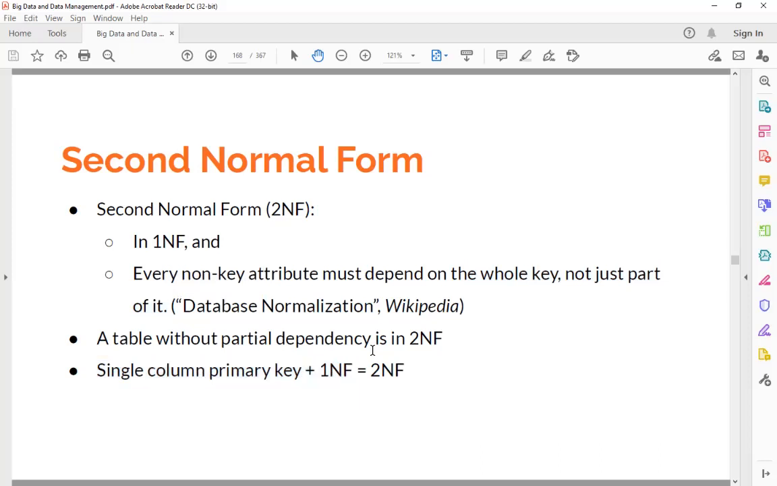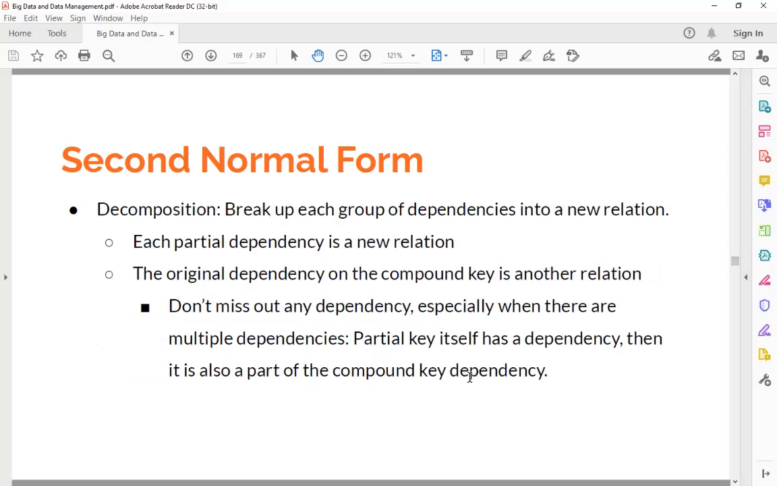However, if you are in first normal form and you have a compound key, you need to check the non-key columns to see whether they are really dependent on the whole key or just a part of it. If there's a partial dependency, you need to do decomposition. In this case, we'll just break up each group of dependencies, the partial dependencies, into a new relation. Each partial dependency will be a new relation, right?